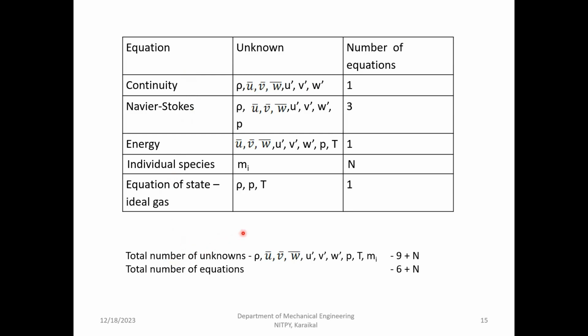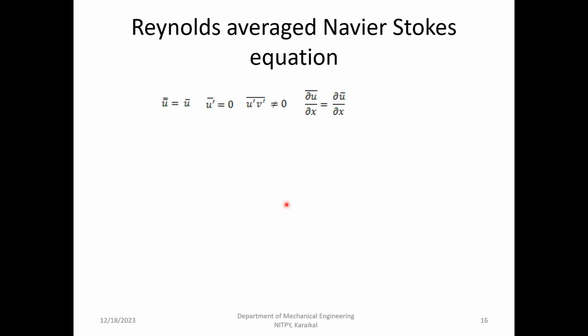And then came the Reynolds averaged Navier-Stokes equation. He said, okay, let's take the average. The double bar will give you the average itself. The average of fluctuations is going to go to 0. But for a product of fluctuations, if you take the average, that is not going to be equal to 0. And our differential equations can still be operated on averages.